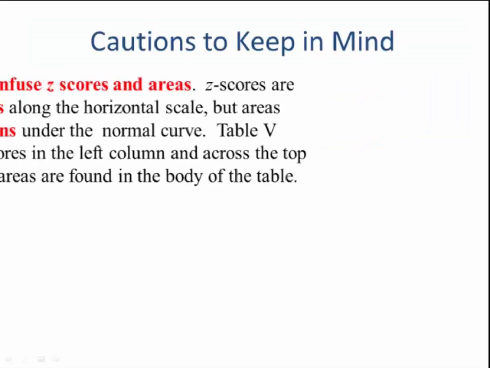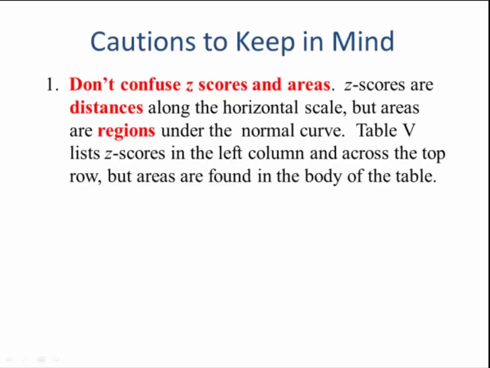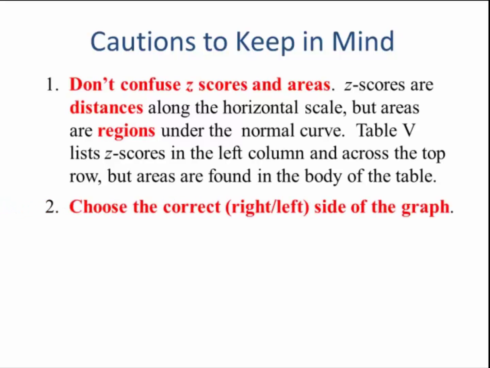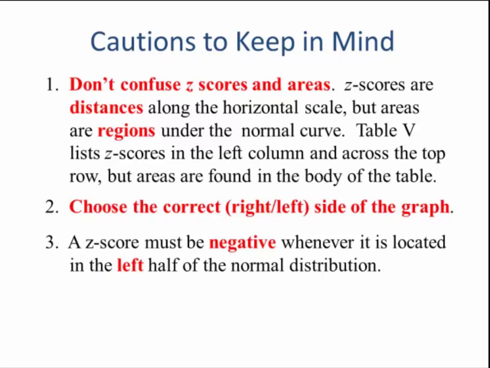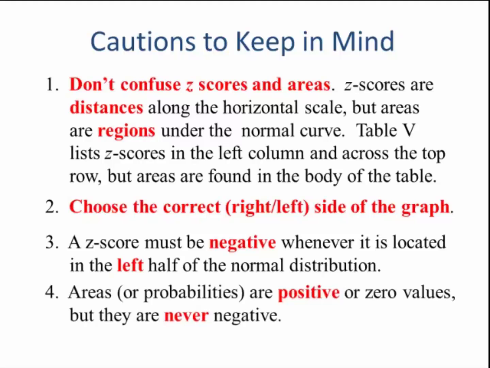Some cautions to keep in mind. Don't confuse z-scores and area. Z-scores are distances along the horizontal scale, but the areas are regions under the normal curve. Table 5 lists z-scores in the left column and across the top row, but the areas are found in the body of the table. Choose the correct left or right side of the graph. A z-score must be negative whenever it is to the left half of the normal distribution. Areas or probabilities are positive or zero values, but they are never negative.